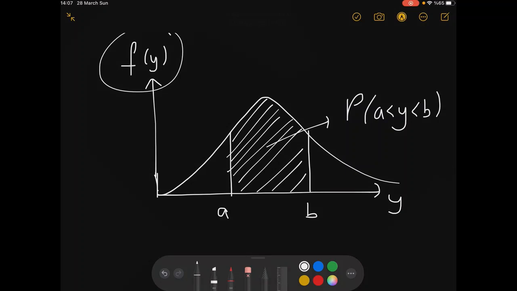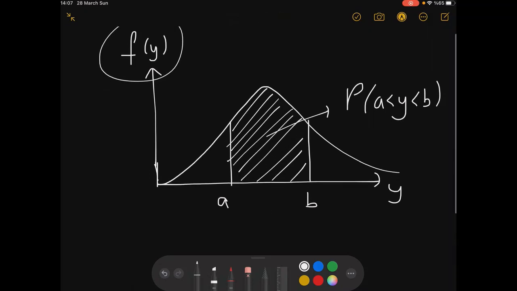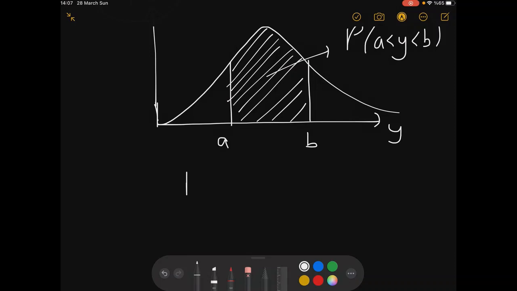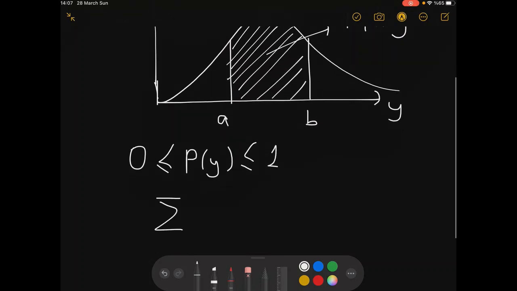The thing is, your probability of y should again be between 0 and 1, and when you add all the y's up, you will end up with 1. So that's the idea here.